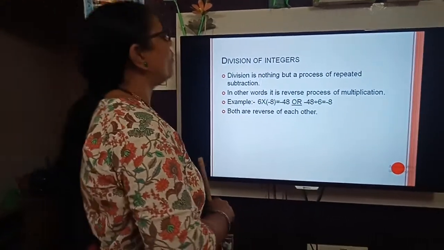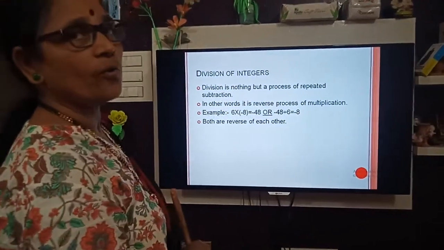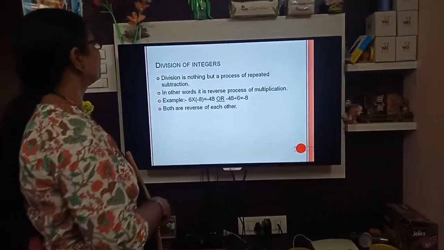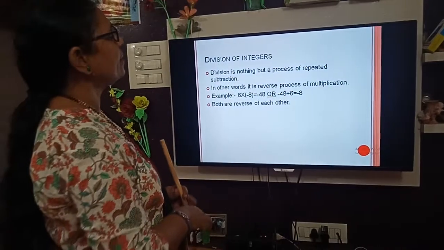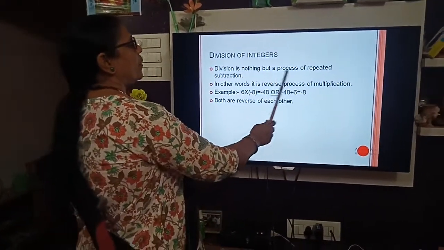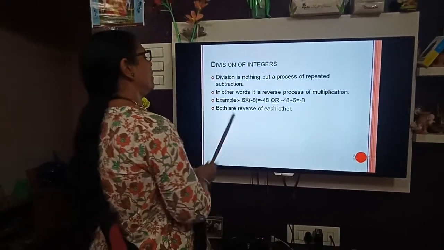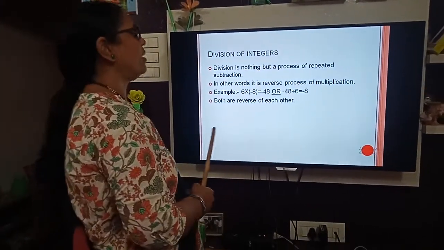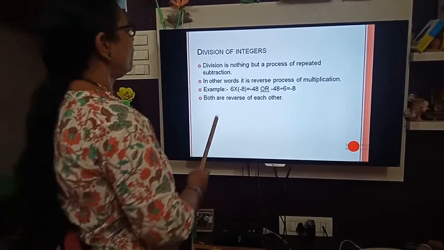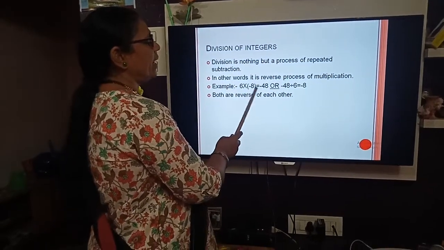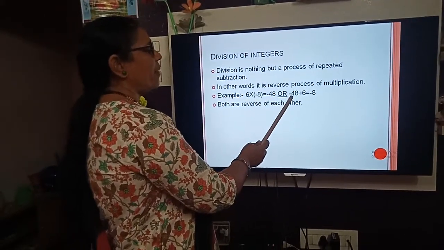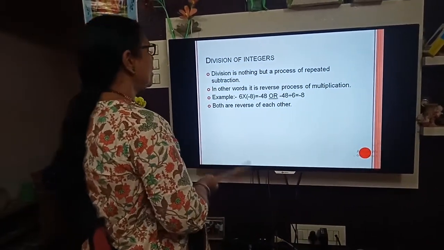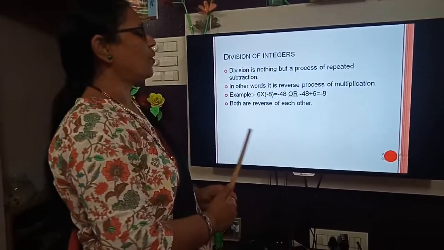Next mathematical operation, that is division of integers. What is division? Division is nothing but a process of repeated subtraction. In other words, it is the reverse process of multiplication. For example, 6 times minus 8 is minus 48, or minus 48 divided by 6 gives you minus 8. So both are reverse of each other.